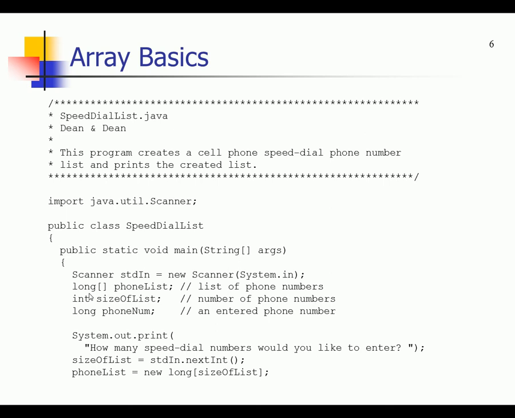Then here's getting input for how big he wants it. Then at the bottom he says phone list is equal to a new long. Remember when we did the cat program? We did new cat, new whatever. Here we just say new long, and in square brackets is the size of the array. Let me do an example of this.